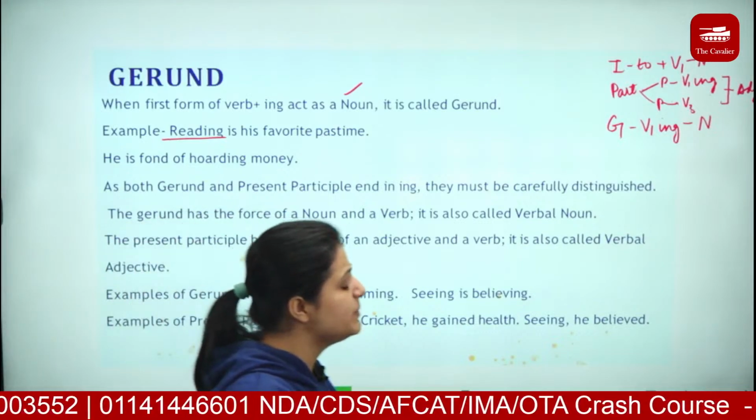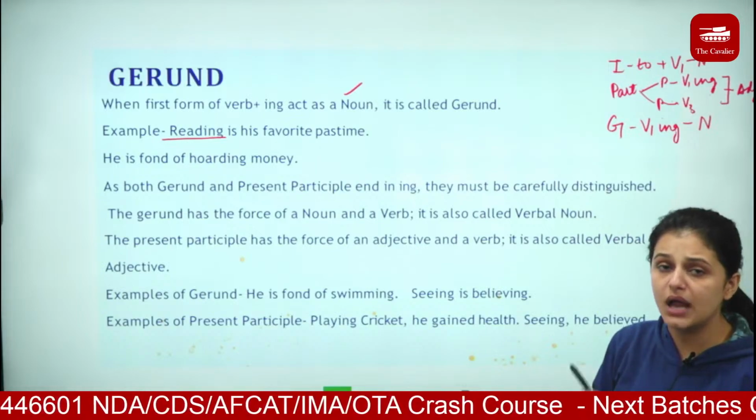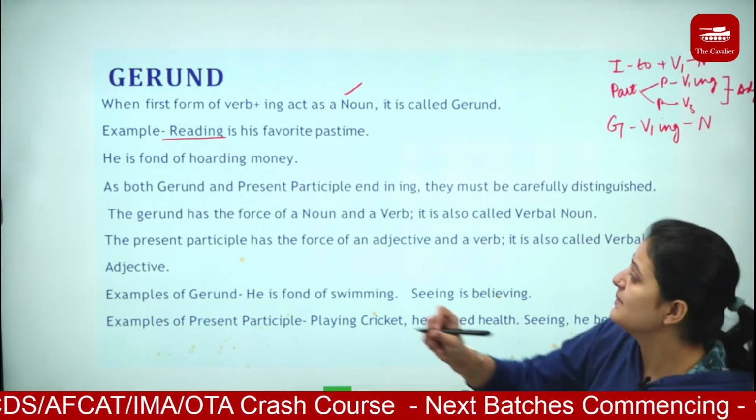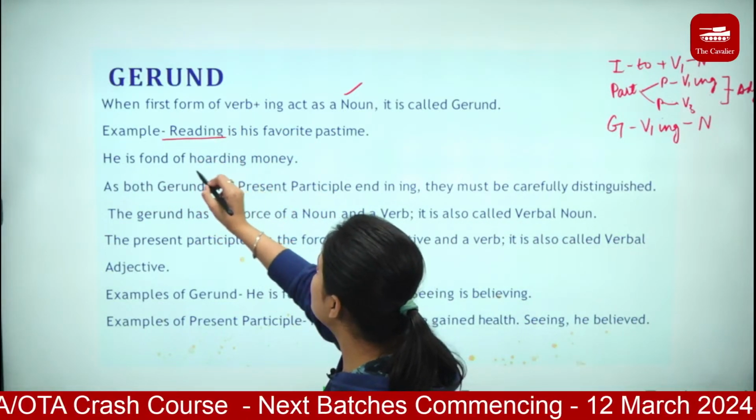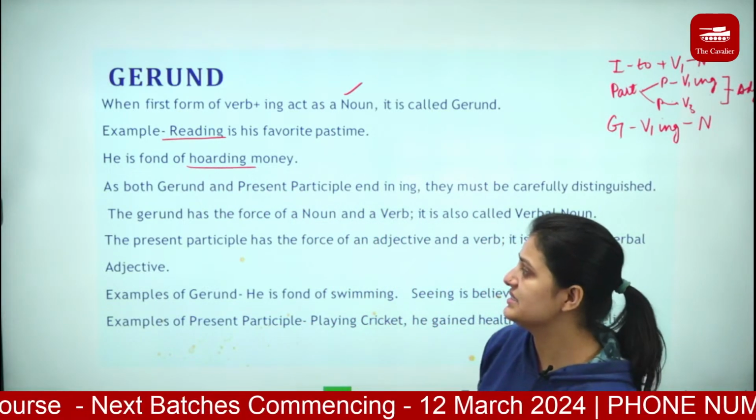यहाँ पर verb मेरी कैसे act कर रही है, यहाँ पर my verb is acting as a noun. So it is very very important to keep in mind this. Reading is his favorite pastime. He is fond of hoarding money. ठीक है, तो यहाँ पर it is acting as a noun.